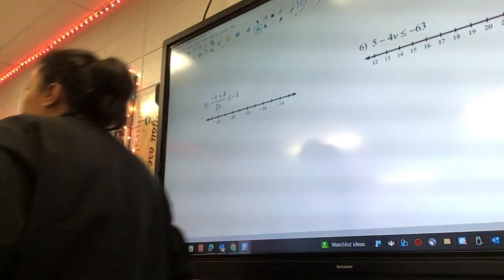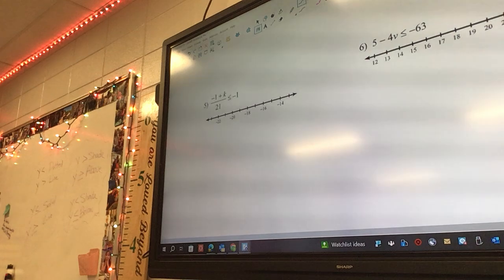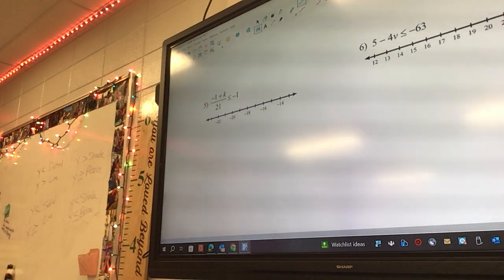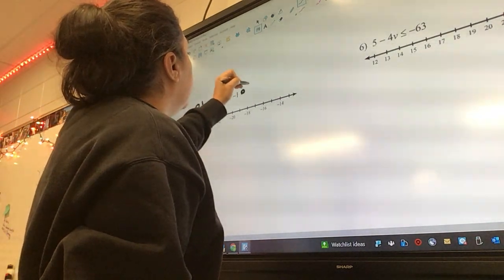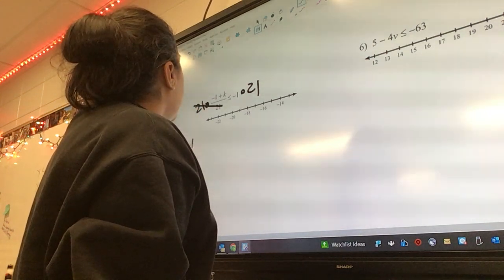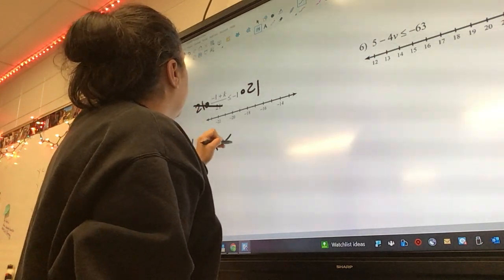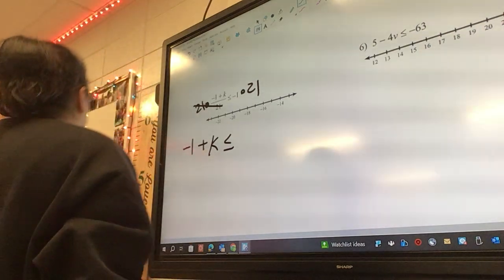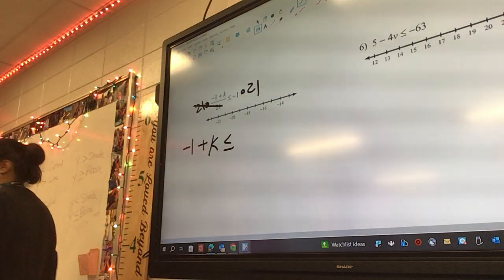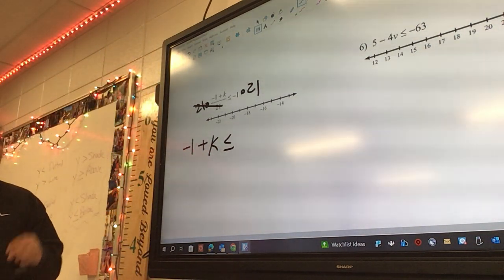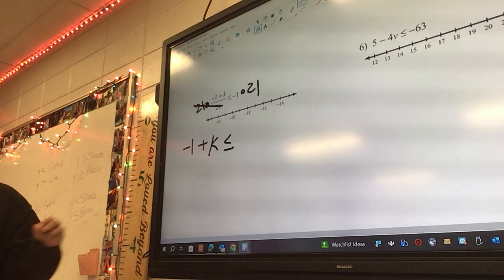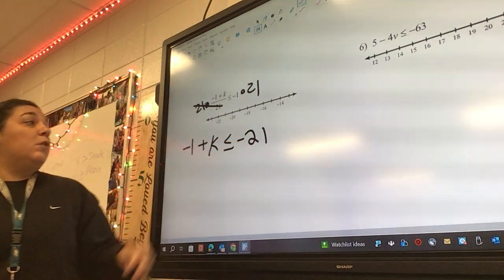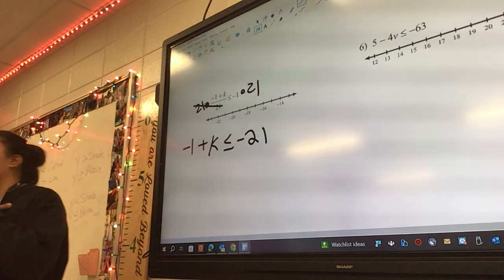Okay, number 5. What needs done first? Multiply by 21. So we're going to times 21 on both sides. So I get negative 1 plus k. Do we need to flip? No, because you multiplied by a positive. What did we multiply by? By a positive 21. Even though my answer is negative 21, we multiplied by a positive 21.